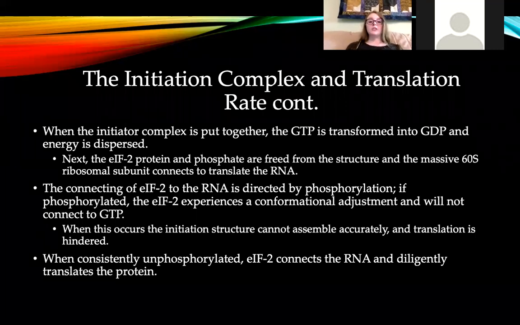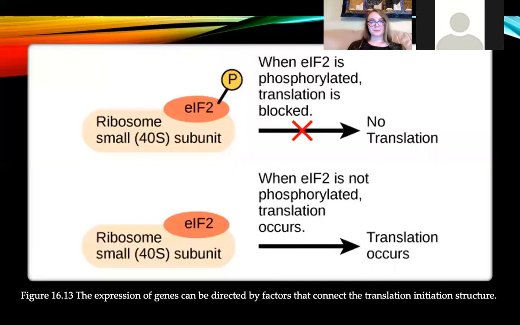And for a continuation of the initiation complex and translation rate, when the initiator complex is put together, the GTP is transformed into GDP and energy is dispersed. Next, the EIF2 protein and the phosphate are freed from the structure, and the massive 60S ribosomal subunit connects to translate the RNA. The connecting of EIF2 to the RNA is directed by phosphorylation. If phosphorylated, the EIF2 experiences a conformational adjustment and will not connect to the GTP. When this occurs, the initiation structure cannot assemble accurately and translation is hindered. When consistently unphosphorylated, EIF2 connects the RNA and diligently translates the protein. And just like the other figures, this one goes more into detail with EIF2 and phosphorylation.